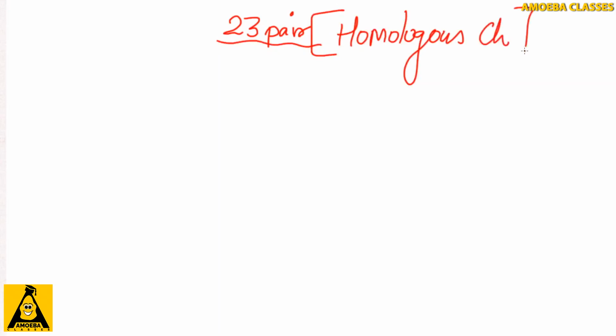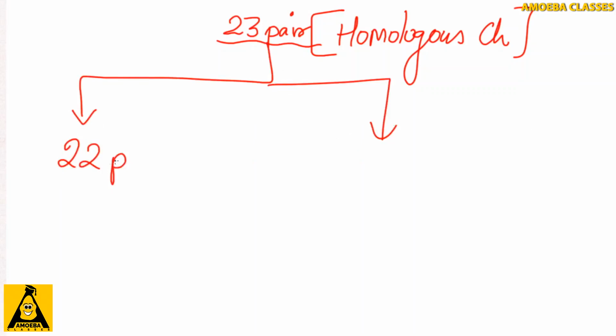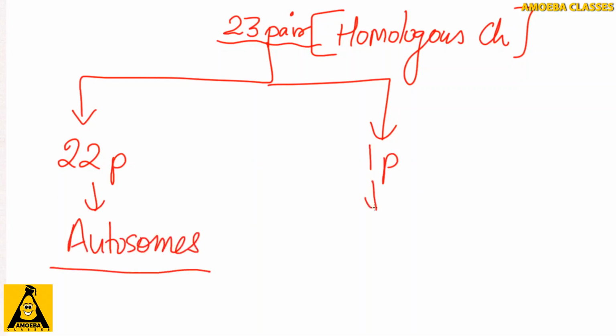Now see, how many chromosomes do we have? 23 pairs of chromosomes. As the book says, all these 23 pairs are homologous chromosomes. Homologous chromosomes are those sets of chromosomes which have similar shape and size, and lie on the same loci, that is the position. Now understand, if we separate these 23 pairs, we get 22 pairs and 1 pair. These 22 pairs of chromosomes are called autosomes. And this 1 pair of chromosomes is called the sex chromosomes.